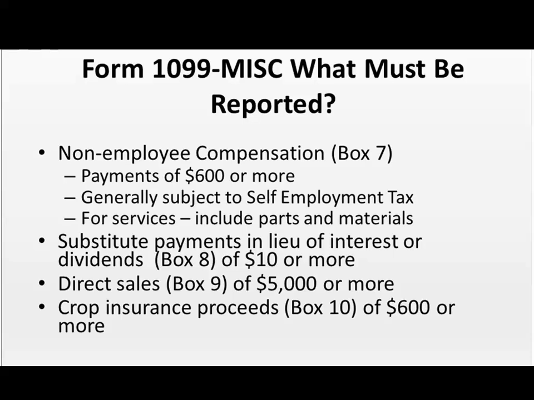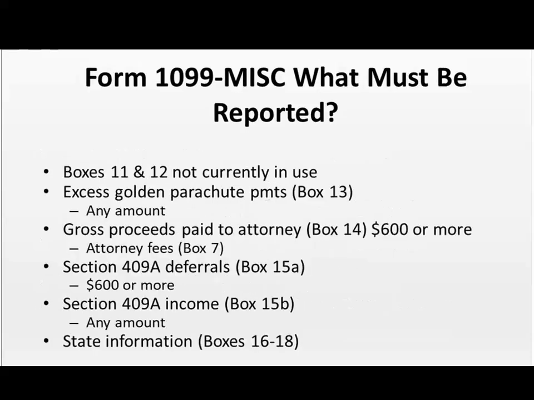Crop insurance proceeds of $600 or more. Boxes 11 and 12 are not currently in use. Excess golden parachute payments of any amount in Box 13. Box 14 is for the attorneys where they're paid gross proceeds of $600 or more. We'll have an example of that in a moment, so I'm going to brush right by that. Section 409A deferrals in Box 15A of $600 or more, 409A income in Box 15B of any amount, and state information in Boxes 16 through 18. Some states want to see those.